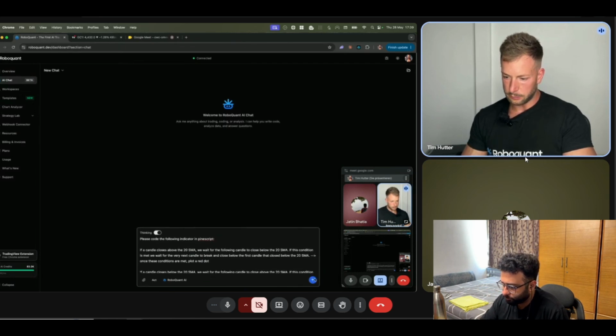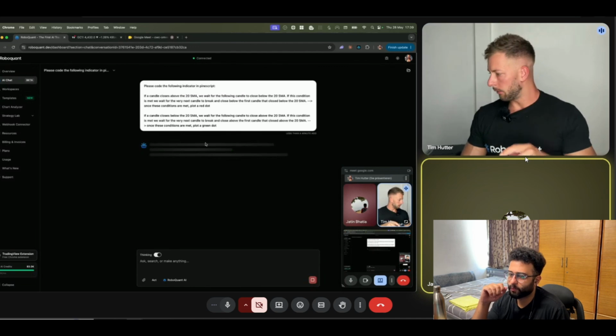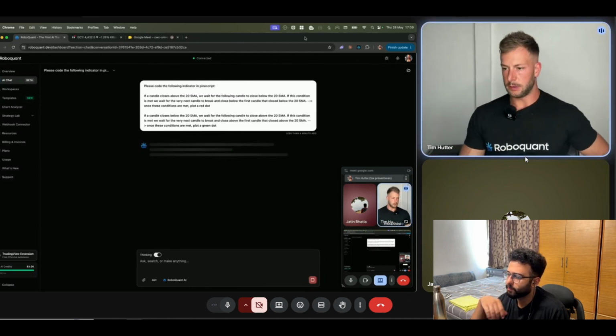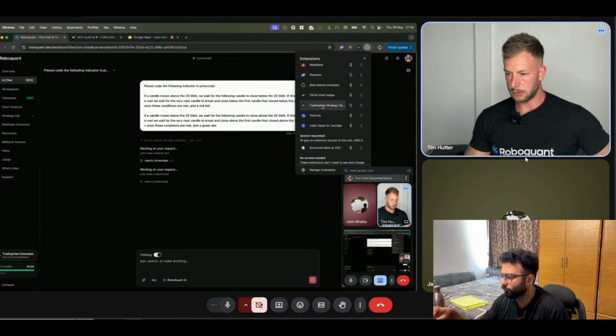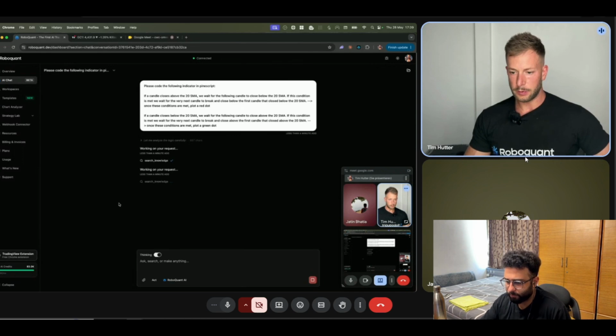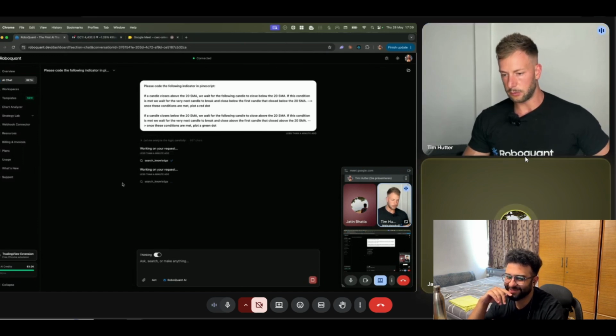I use the default model. And I recommend everyone to have this extension installed here, TradingView Strategy Optimizer. It's also linked here, because then it can automatically add it to the chart on TradingView, and you're not going to have any compiling errors. And of course, it's much slower than ChatGPT, because it actually does some research, has a knowledge base.